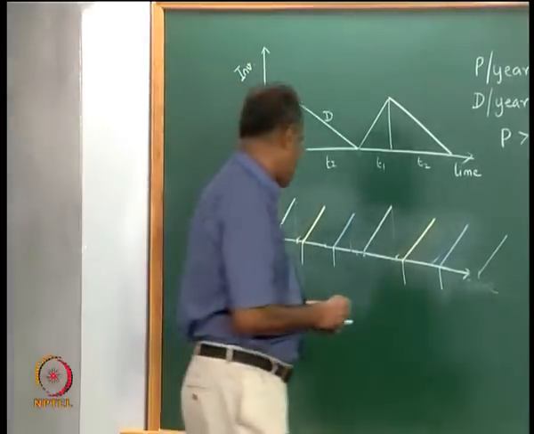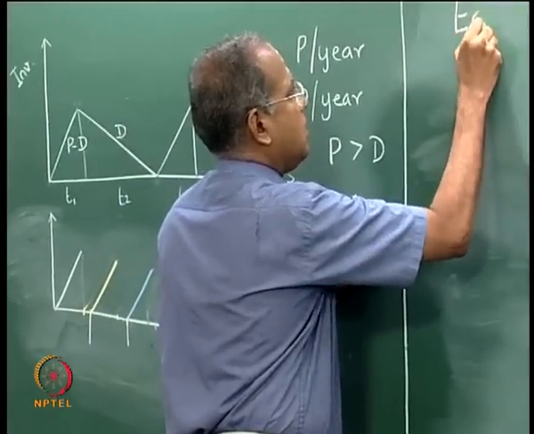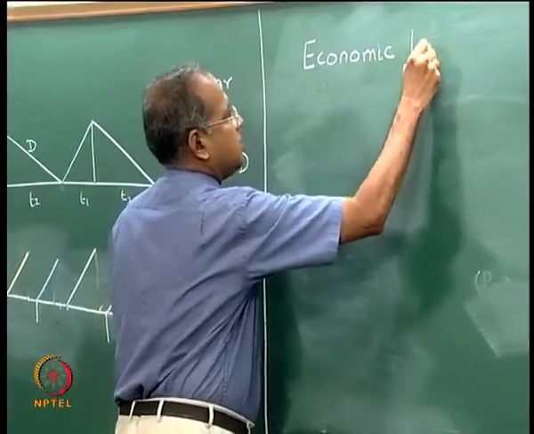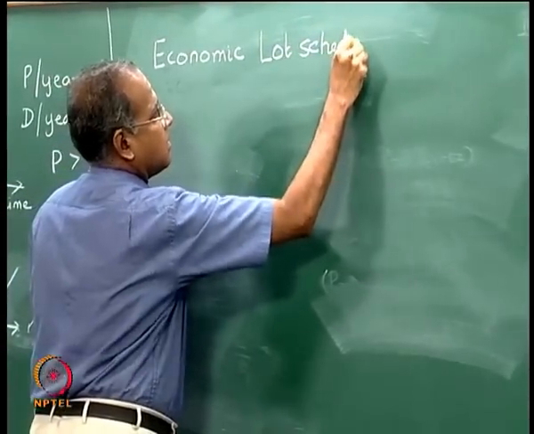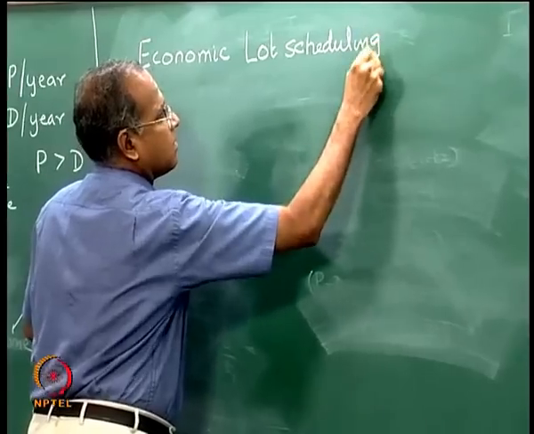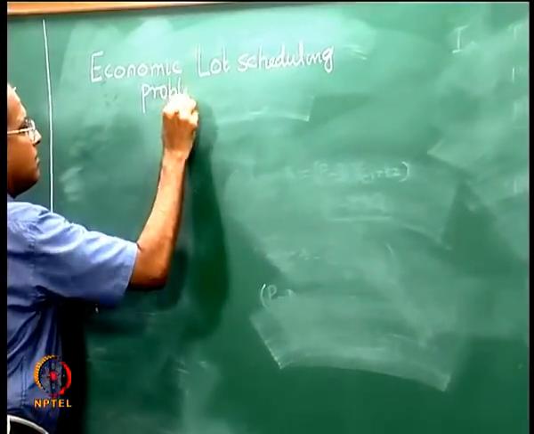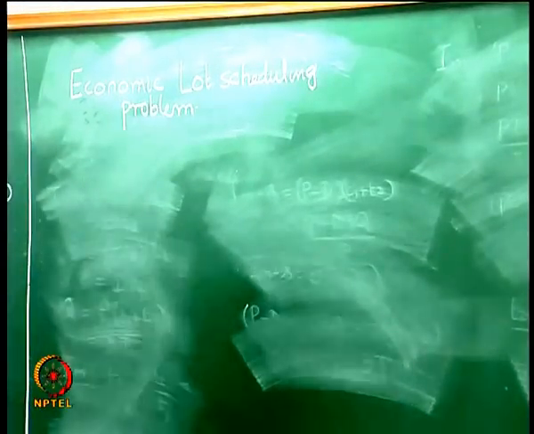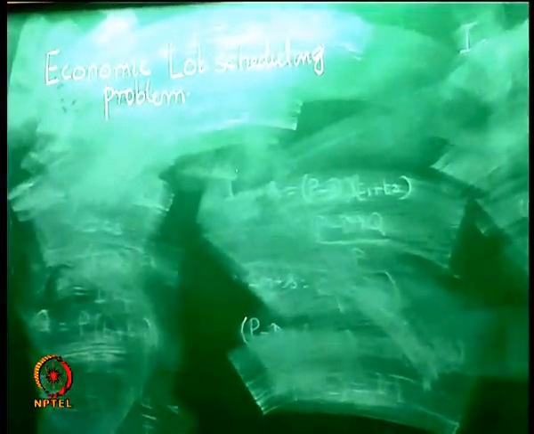Now can we find out such a T is the next problem if we are given multiple items. This problem is called the economic lot scheduling problem. It is called the economic lot scheduling problem, and then we will try and formulate this economic lot scheduling problem and try to solve it.